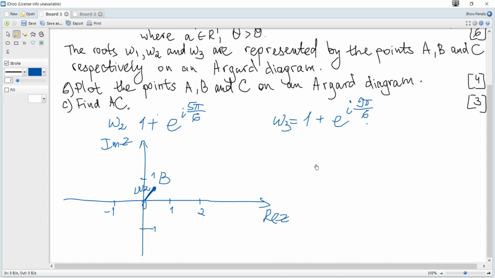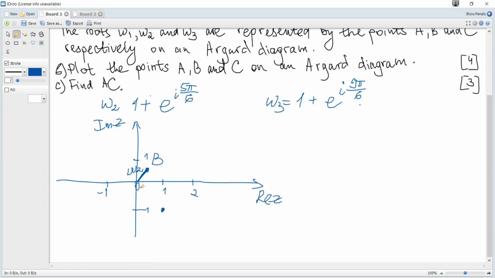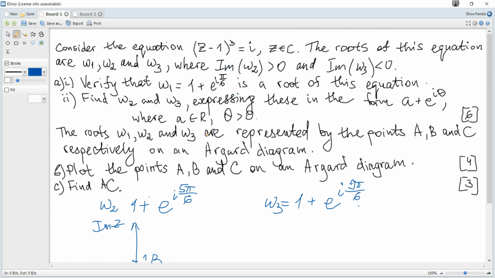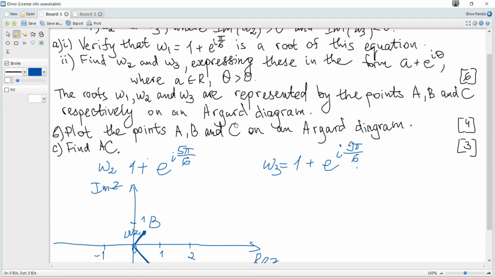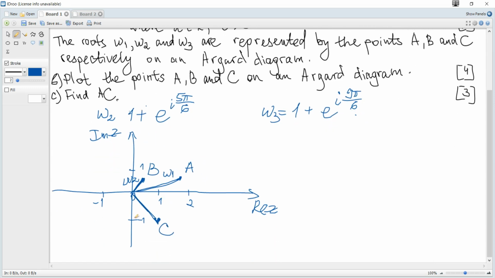And hence the other is omega 3. Let's check. It's cosine 270 plus i sine 270, sine is negative 1, hence imaginary part is negative, so it's true. And you can see that cosine is 0, sine is negative 1, so this point has coordinates 1, negative 1, it's C. And A is this point, it's cosine 30 plus i sine 30, so cosine 30 is root 3 over 2, plus 1, it's a bit less than 2, and y coordinate is also a half, so it's somewhere here. It's point A corresponding to omega 1.